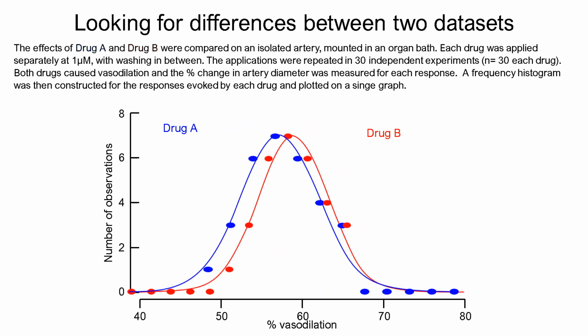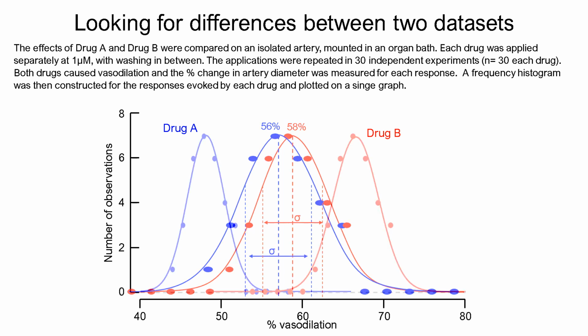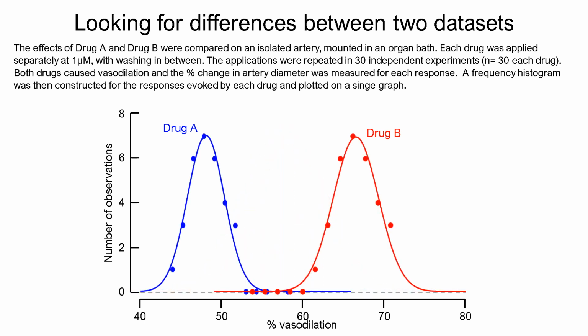Often the distributions are poorly separated, with the mean values close together and standard deviations that overlap. This is an example of what I mentioned at the start: a small difference in the face of relatively large amounts of variability. With small data sets, it would be difficult to determine if the vasodilation evoked by drug B was truly larger than that evoked by drug A. It is much easier to tell the difference between two distributions when they have widely spaced means and small standard deviations.